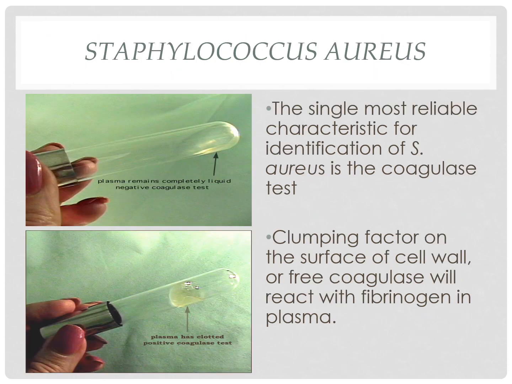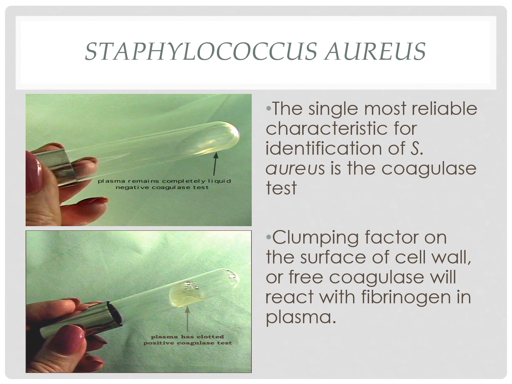Staphylococcus aureus is by far the most significant Staphylococcus pathogen. The single best reliable characteristic for Staphylococcus aureus is the coagulase test. What we're going to look for in the coagulase test is free clumping factor plus rabbit plasma equals a positive coagulase test, and that confirms that you have Staphylococcus aureus. There's also a latex agglutination kit for clumping factor, and it looks for bound coagulase. This is also a confirmatory test for Staphylococcus aureus.